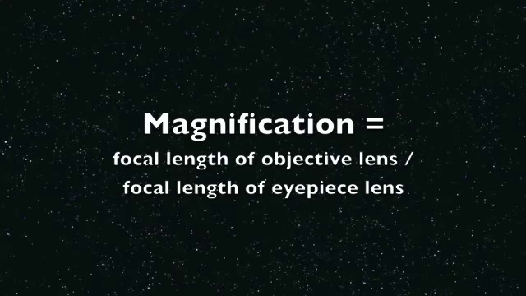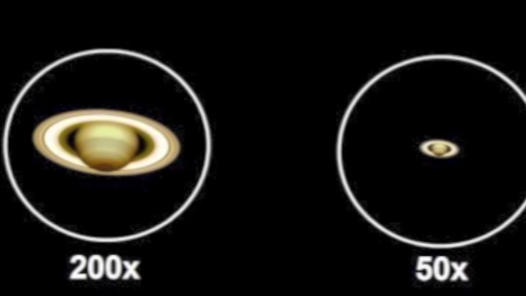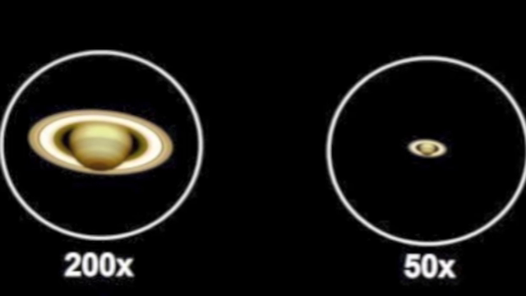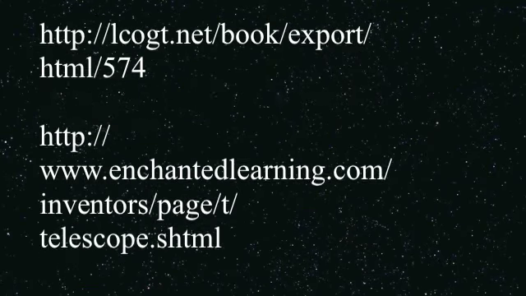Now to talk about magnification. The size of an image produced by a lens is proportional to the focal length of the lens. The longer the focal length, the larger the image. The magnifying power of a telescope is the ratio of an object's angular diameter to its naked eye diameter. This depends on the focal length of both lenses.